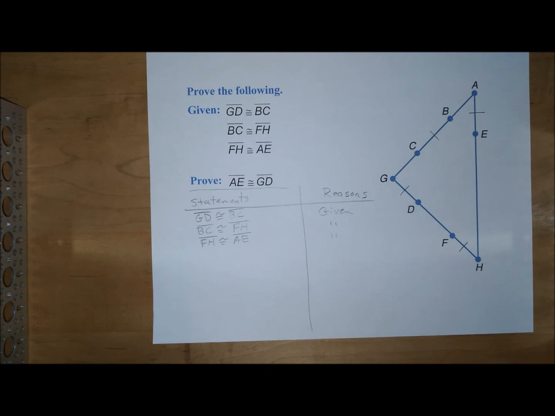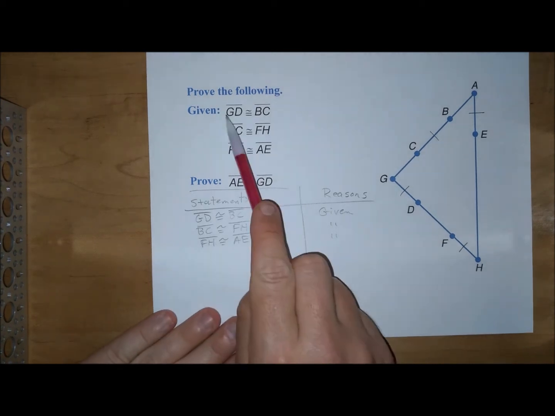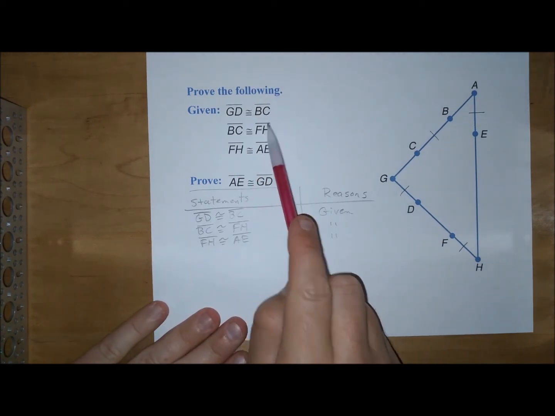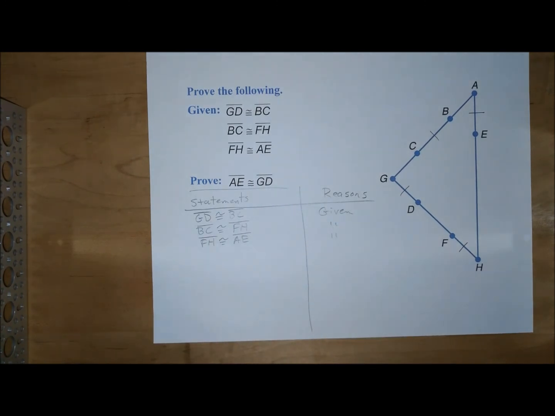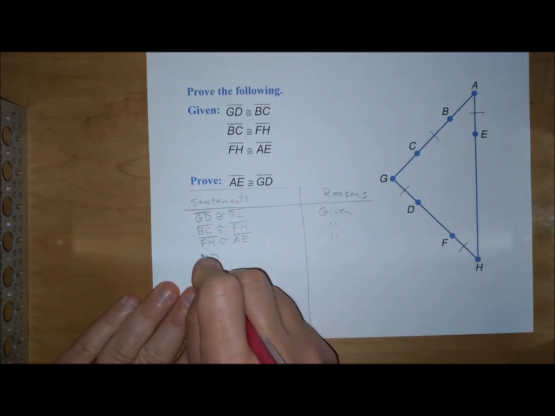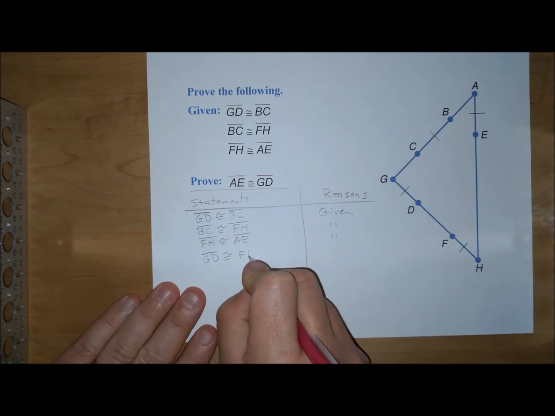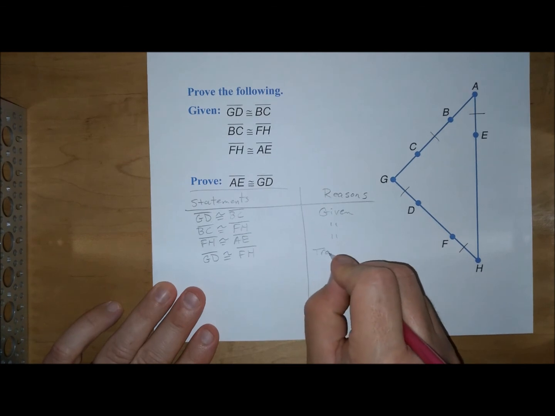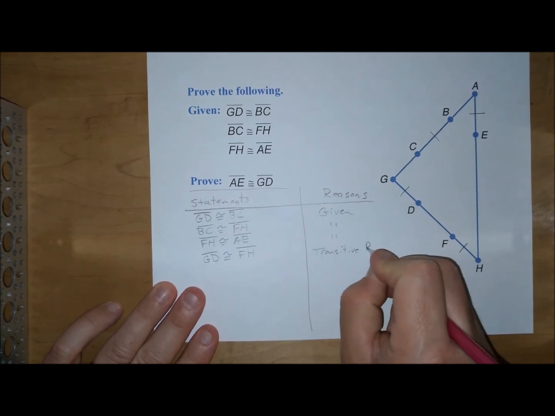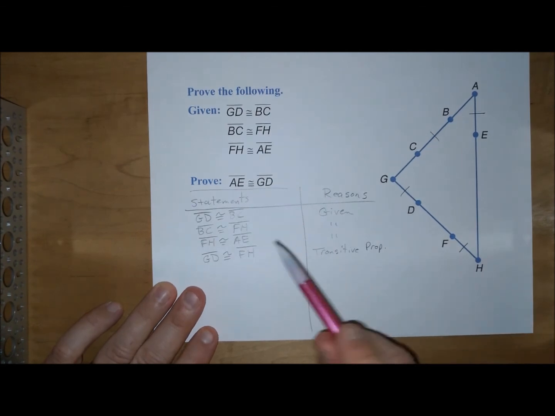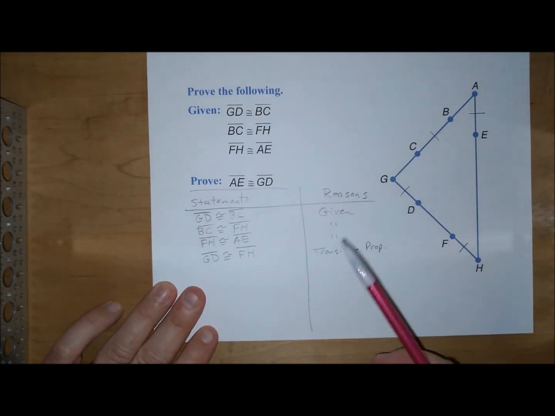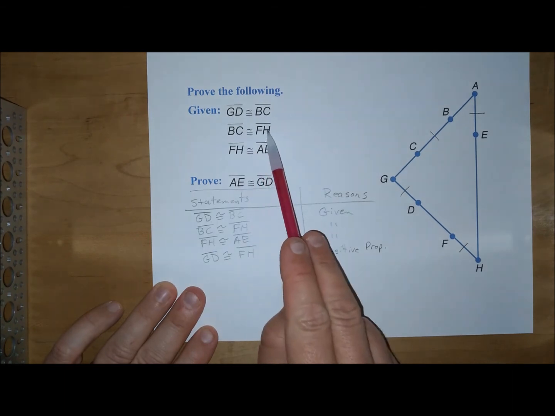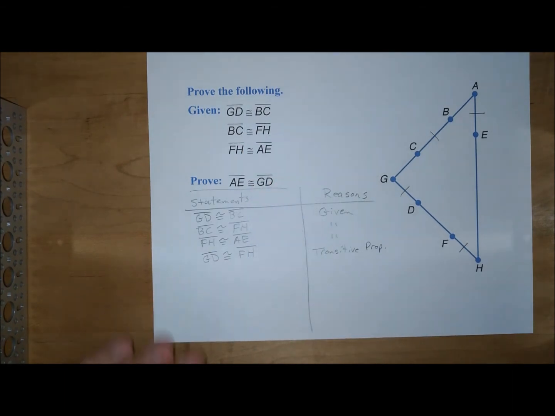Okay, so where do we go from here? If GD is congruent to BC and BC is congruent to FH, can we conclude that GD is congruent to FH? I could conclude that segment GD is congruent to segment FH, right? What's that property again? That is our transitive property. Remember our transitive property is if A equals B and B equals C, then A equals C. If GD is congruent to BC and BC is congruent to FH, then GD is congruent to FH. Okay, that's our transitive property.